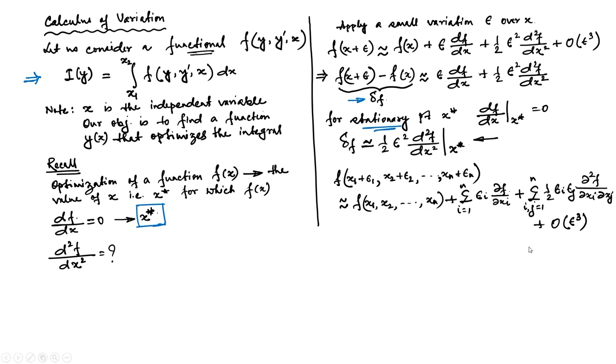If you can recall this simple expression, we can easily extend it for this functional. So, that is our next task. We will now work on this functional form. What we have here is the action integral, and that action integral is say I of y is equal to the integral from x 1 to x 2 of f of y, y prime, x dx, right.